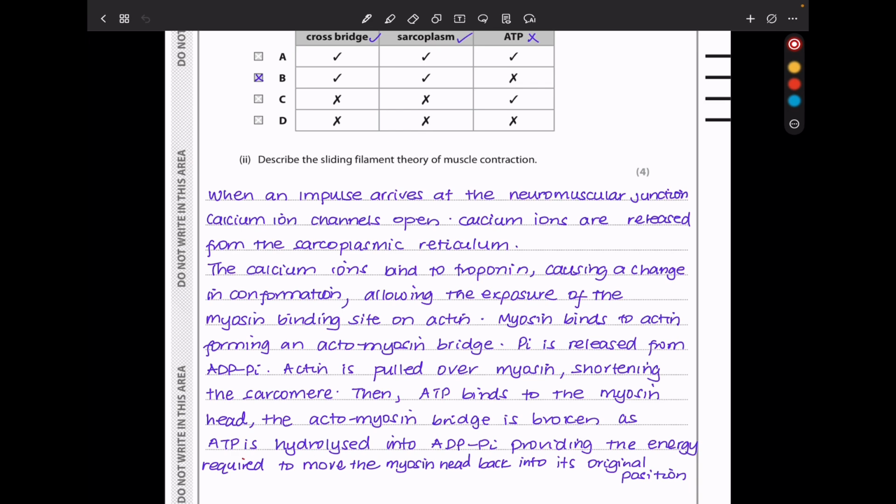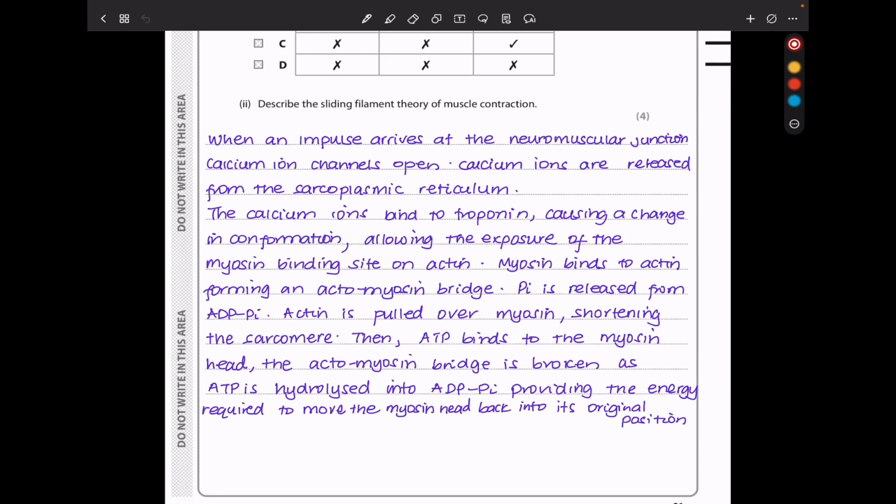So I said when an impulse arrives at the neuromuscular junction, calcium ion channels open and calcium ions are released from the sarcoplasmic reticulum. The calcium ions bind to troponin, causing a change in conformation, allowing the exposure of the myosin binding site on actin. Myosin binds to actin, forming an actomyosin bridge. Then Pi is released from the ADP-Pi. Actin is pulled over myosin, shortening the sarcomere.